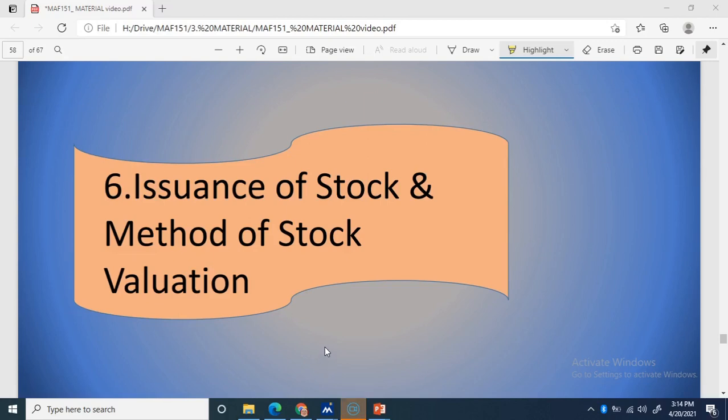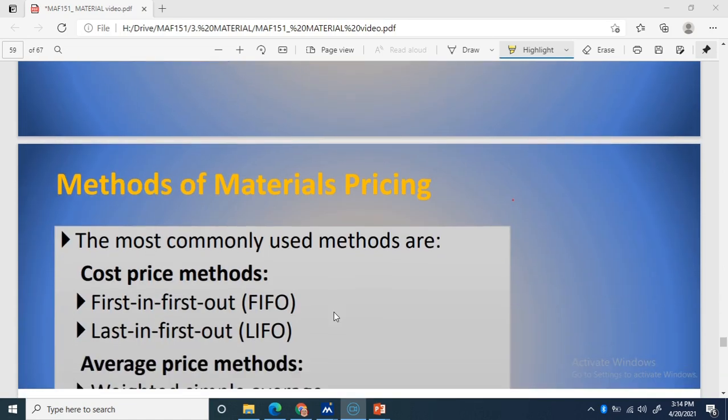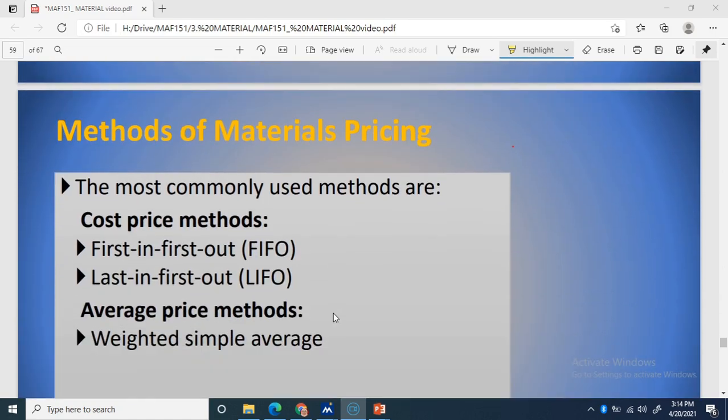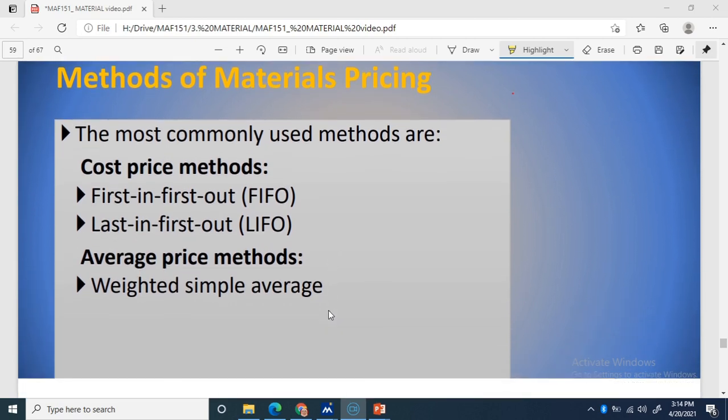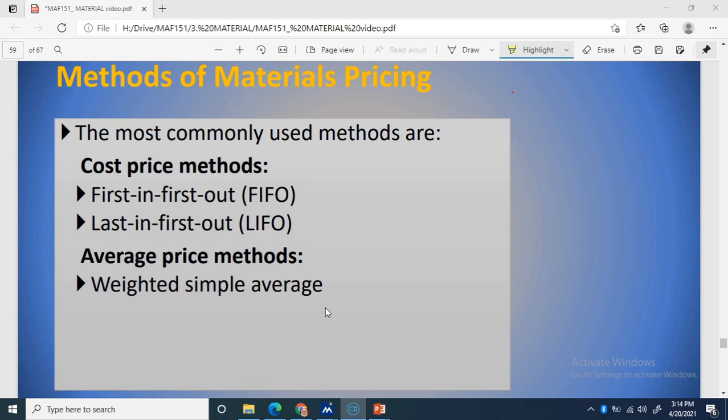This video is on issuance of stock and methods of stock valuation. So what are the methods of stock valuation? We have many prices for the value of the stock. So, methods of material pricing. We have three methods here.